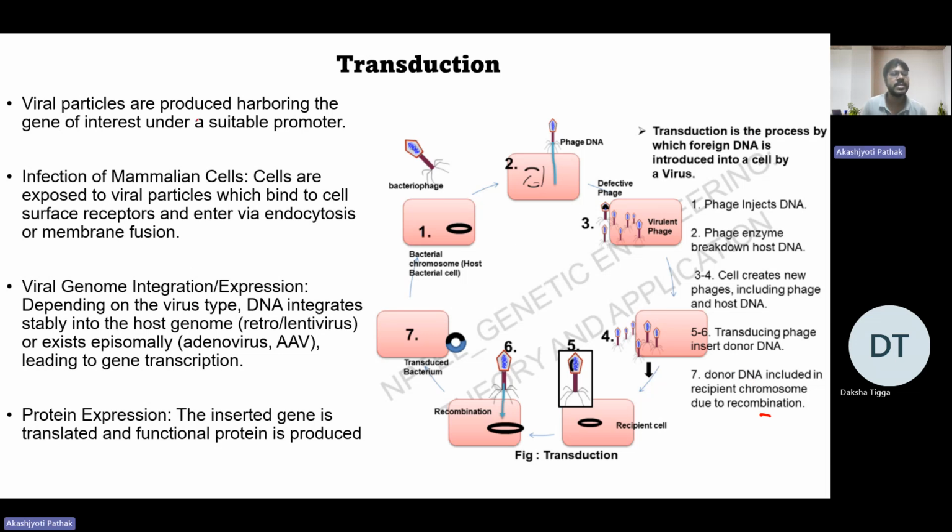So the viral particles are produced harboring the gene of interest under a suitable promoter. The cells are exposed to viral particles which bind to cell surface receptors and enter via endocytosis or membrane fusion. Now in the next step, the viral genome integration or expression will take place. Depending on the virus type, the DNA integrates stably into the host genome or exists episomally, leading to gene transcription. And in the next step, the inserted gene is translated and functional proteins are produced.